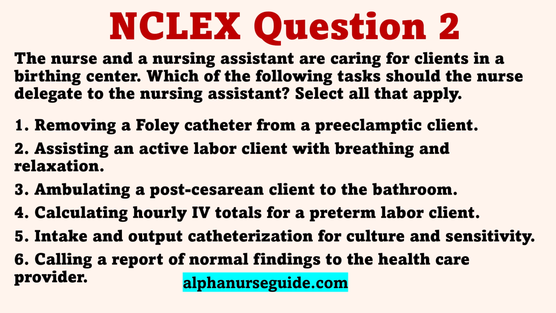The correct answers are 2 and 3. The nursing assistant could assist the client with breathing and relaxation and ambulate the post-cesarean client to the bathroom. Removing a Foley catheter would also involve assessment of bladder status and totaling the intake and output and would be a nursing responsibility. Calculating the hourly IV totals for a preterm labor client would involve assessments that require nursing expertise. In and out catheterization, a sterile procedure, and calling reports to healthcare providers, which requires gathering and analysis of data, are responsibilities of the nurse.